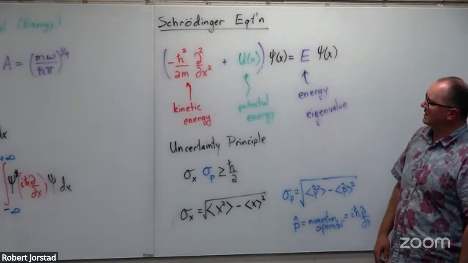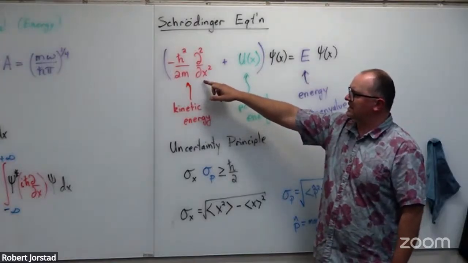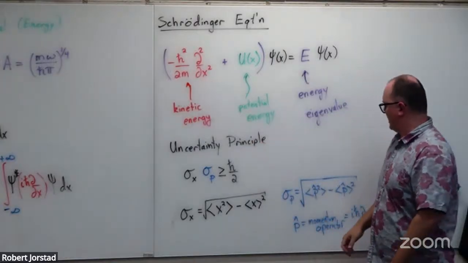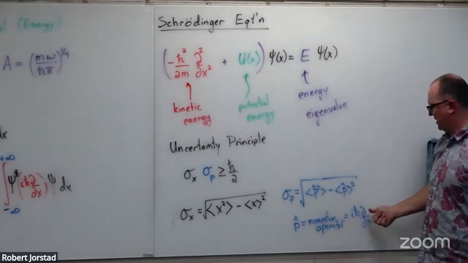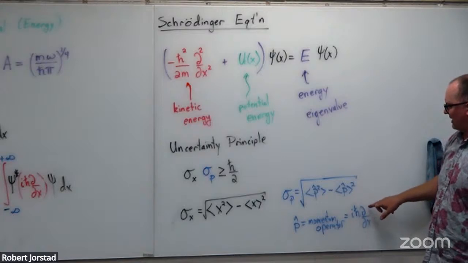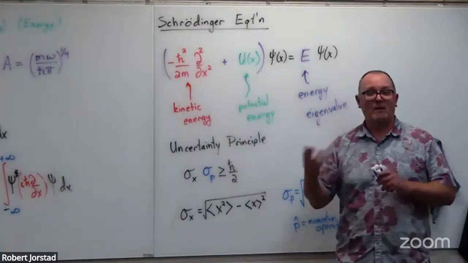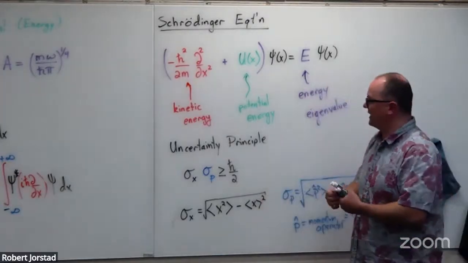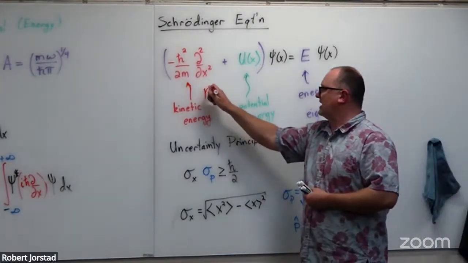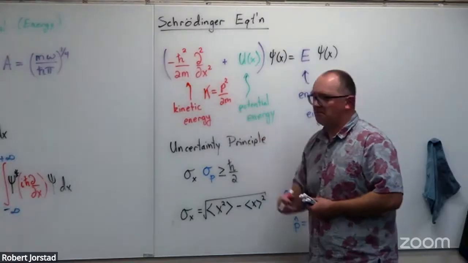There's a term here that relates to p squared over 2m. If the momentum operator is i h bar d/dx, when you square that, you get a minus sign, an h bar squared and a d squared. Then if we divide that by 2m, that's momentum squared over 2m. Well, think about that. Isn't that K equals p squared over 2m? It is.